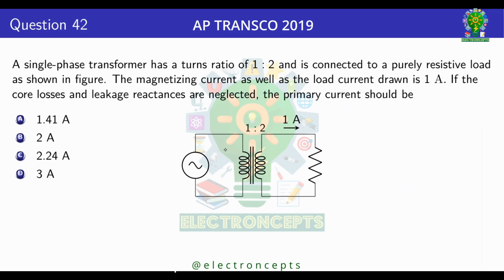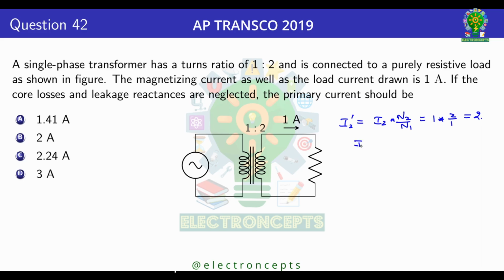Question number 42. A single phase transformer has a turns ratio of 1:2 and is connected to a purely resistive load. The magnetizing current as well as the load current drawn is 1 amp. Neglecting core losses and leakage reactances, we need to calculate the primary current. Secondary load current reflected to primary is I2 dash, which is equal to I2 into N2 by N1, which is equal to I2, 1 amp, into the turns ratio N2 by N1, which is 2 by 1. From this, I2 dash is 2 amps.